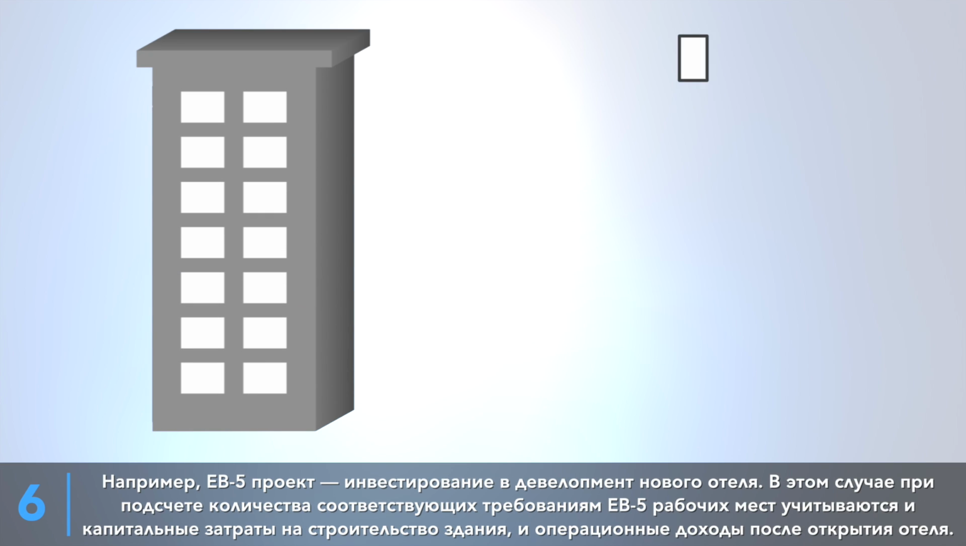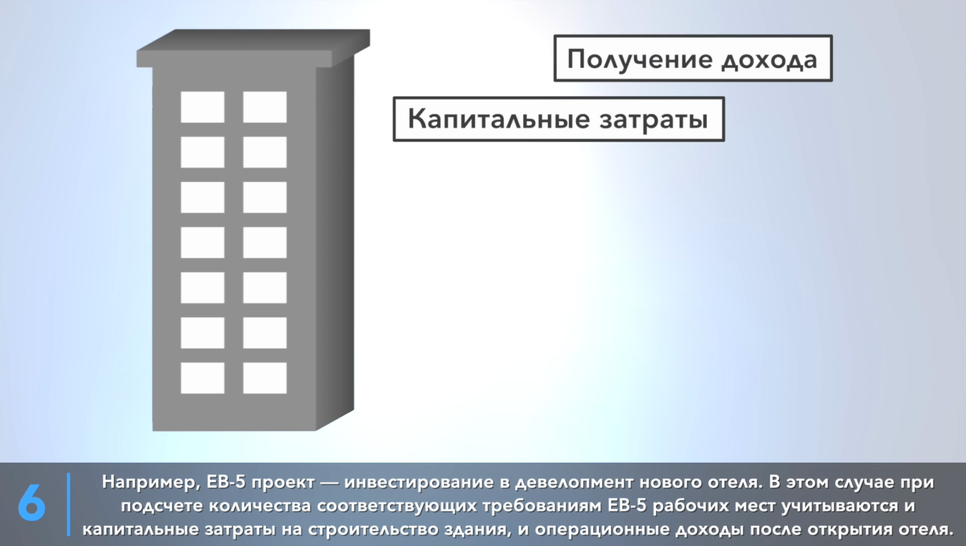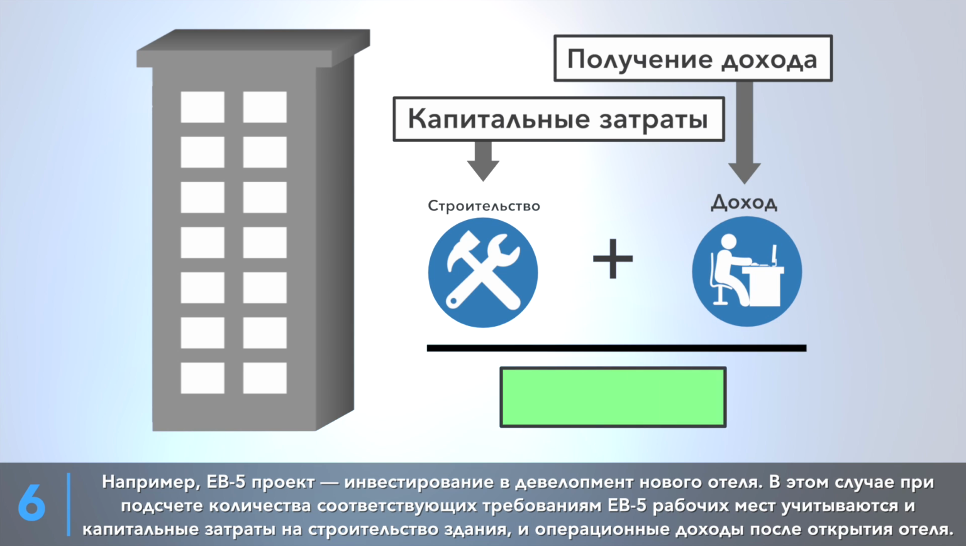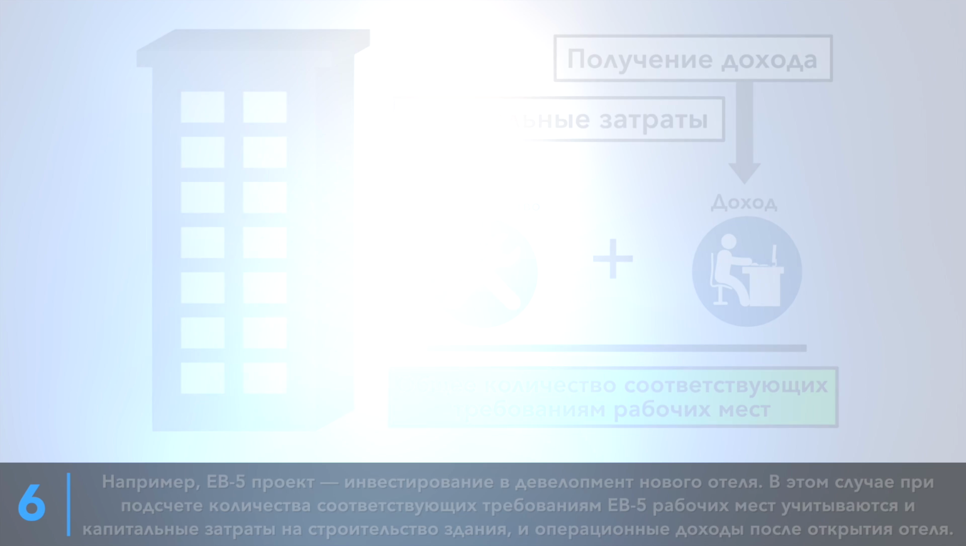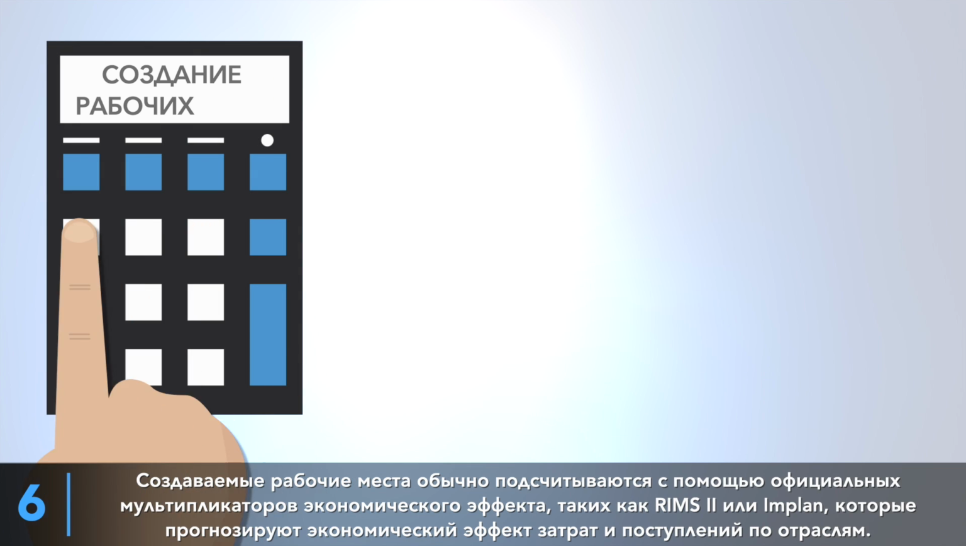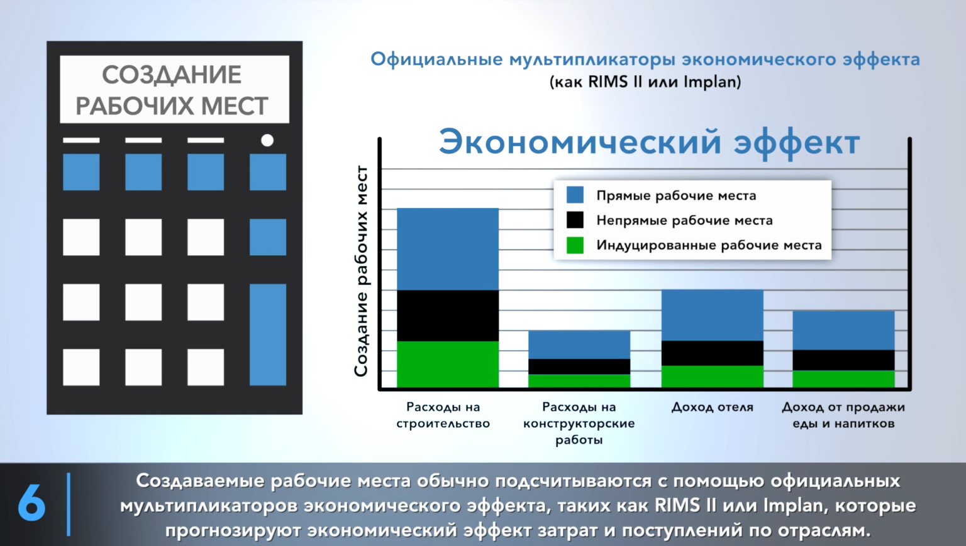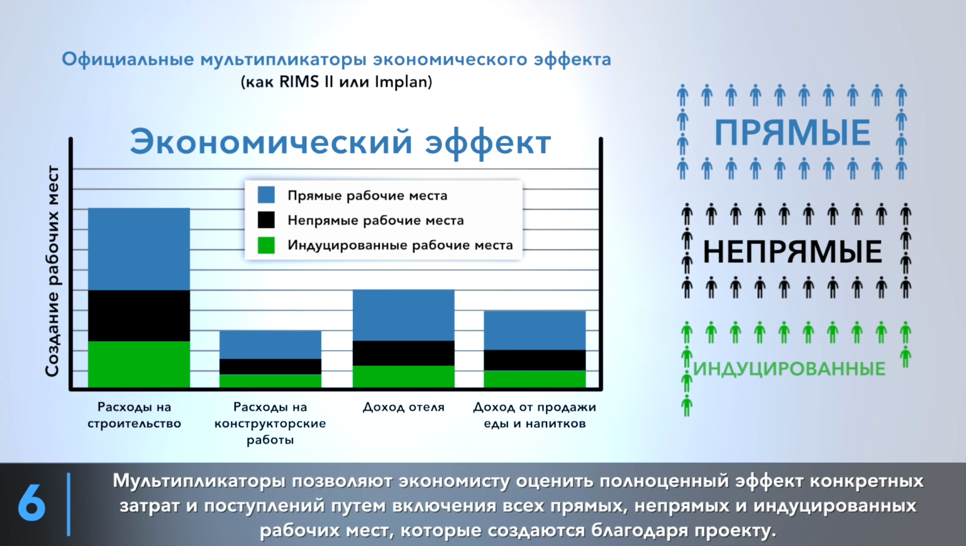For example, if the EB-5 project is an investment to develop a new hotel, the capital expenditures on the construction of the building and the operating revenues once the hotel is open both count toward the project's EB-5 eligible job creation. Job creation is usually calculated using official economic impact multipliers, such as RIMS-2 or M-Plan, which forecast the economic impact of expenditures and revenue creation by industry category. Multipliers allow an economist to estimate the full impact of certain expenditures and revenues by including all direct, indirect, and induced jobs that occur due to the project.